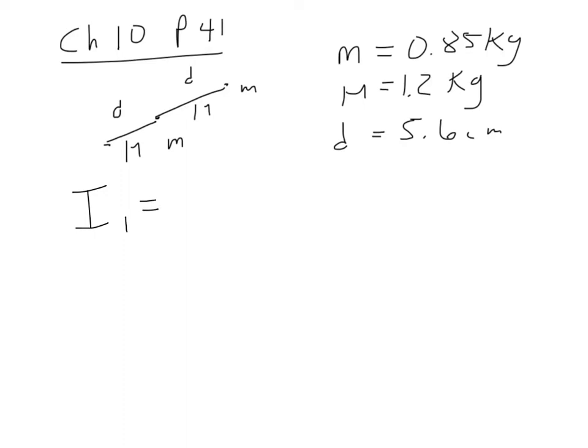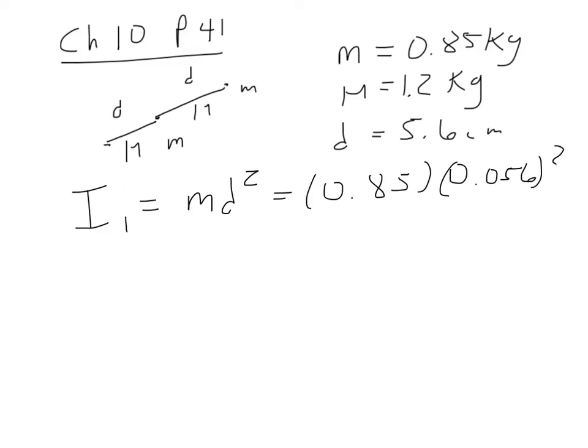I'm going to solve for I1 and I2, and all that is just md squared, the mass of the object multiplied by its distance from the rotational axis. So for the first mass, that's going to be 0.85 multiplied by 0.056 squared. And we get an I1 equal to about 0.0027. There's a little bit of a rounding error on this problem. Don't stress too much about it as long as you get close to the right answer.